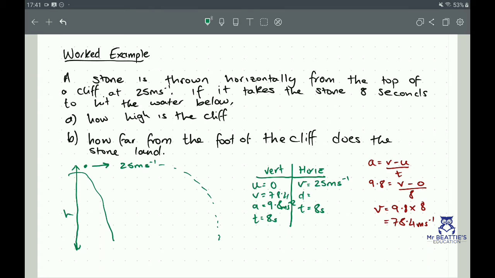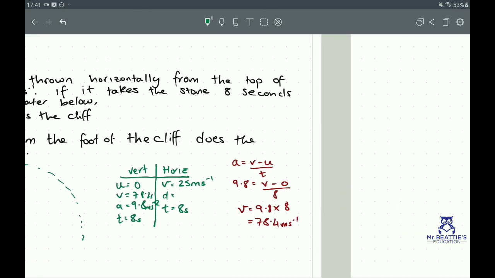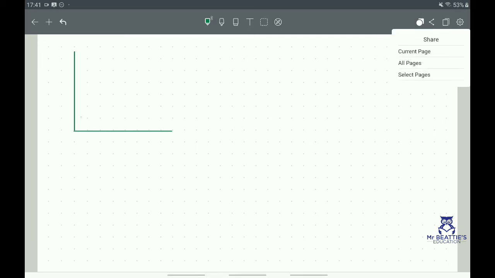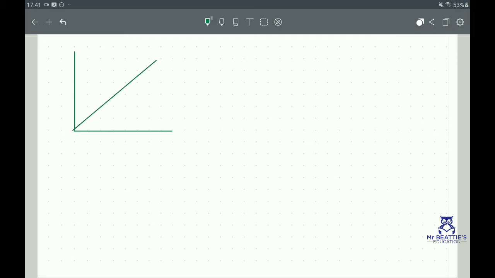Now, I'm going to have to move on to the next page to use this because I've run out of space, but in order to get the height, you know the initial speed, the final speed, and the time it took to get there. So you need to work out the displacement travelled with all of those pieces of information. So what we can do is draw a quick graph.